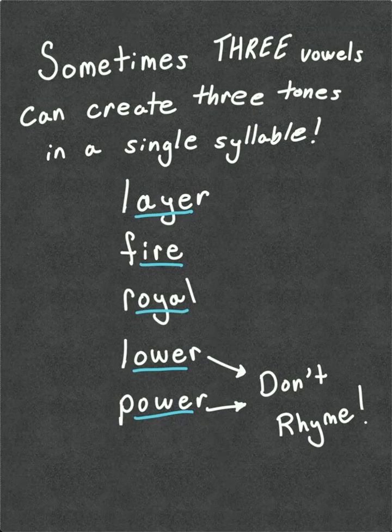What I don't like about these examples is layer, fire. Fire's an easier one. That's clearly one syllable. You can hear all three vowels, but layer, because it's a two-syllable word, it's like, well, how much of that E is in the first syllable as opposed to the second? But let's not get bogged down in too much detail.